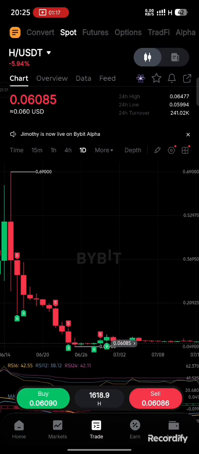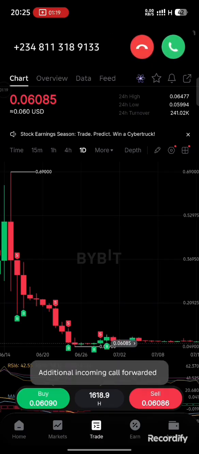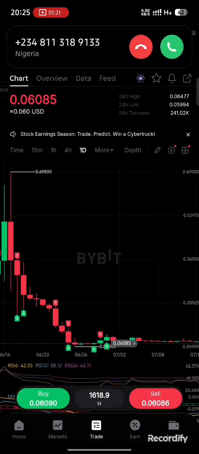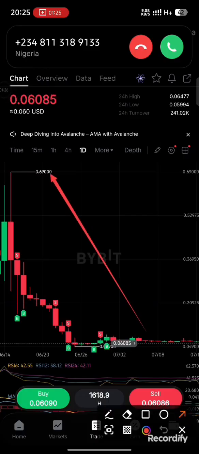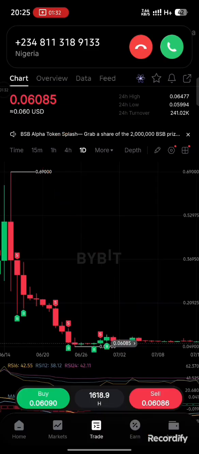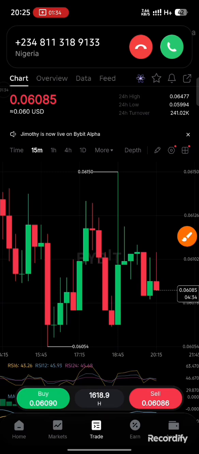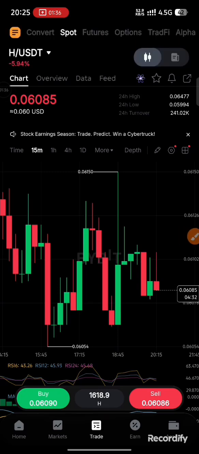Having done this, you just need to navigate yourself to the 15-minute session right here. You're going to click on this 15-minute time frame. Now here we are on this 15-minute time frame. This is the time frame we're going to use to trade.